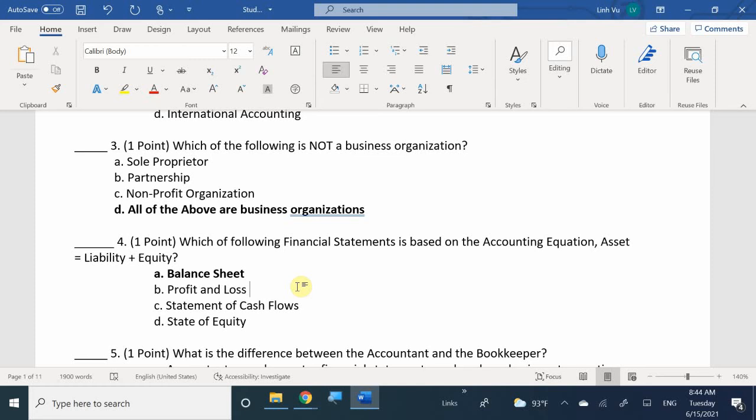And then the statement of cash flows is where you are going to be converting your accrual accounts to cash basis. So actually taking a look at how much cash is flowing into the company versus how much cash is flowing out from the company.